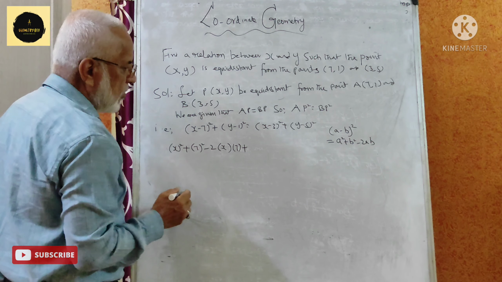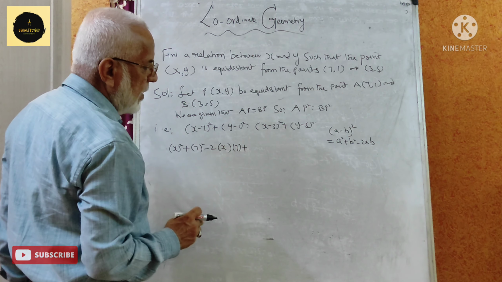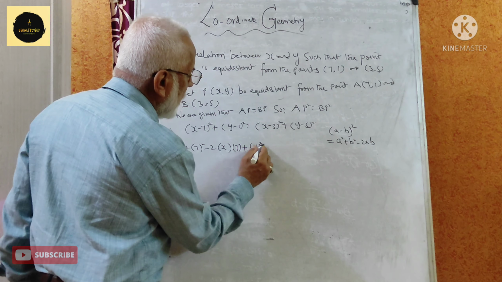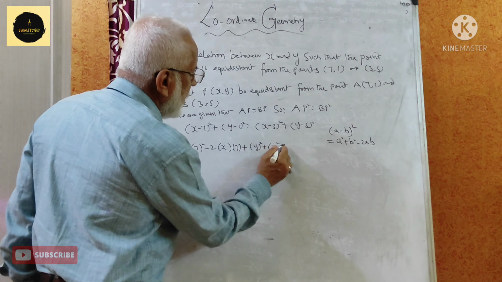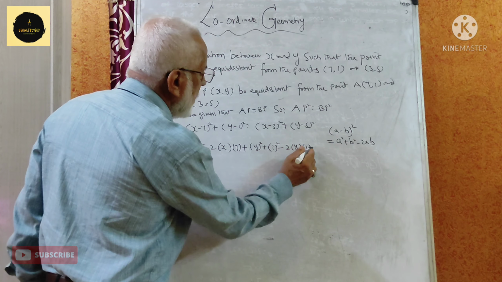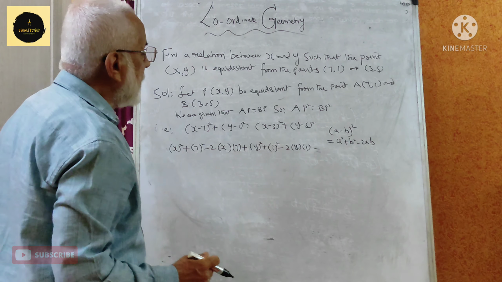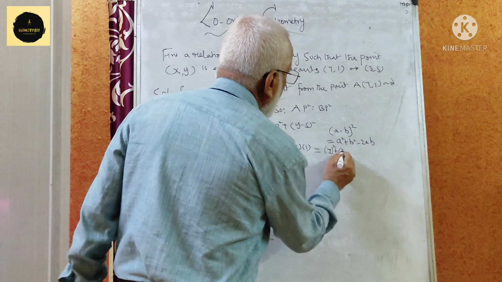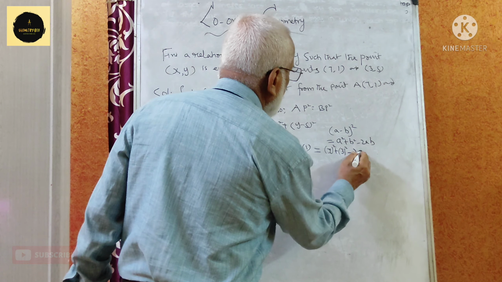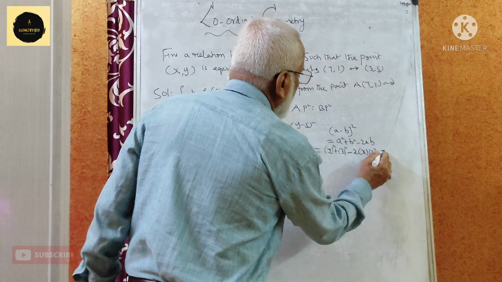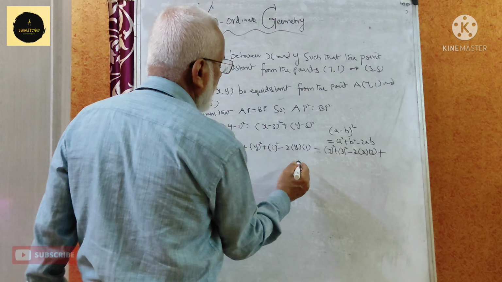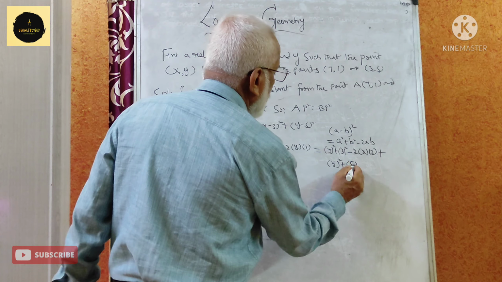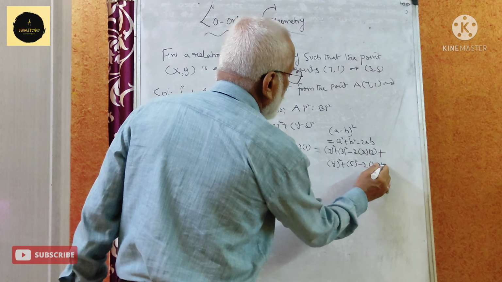Plus here also (y minus 1) whole square. You have to use the same formula, a square plus b square minus 2ab. For a I can write y square plus b square means 1 square minus 2 into y into 1. So this is the left hand side. Then come to the right hand side. a square means x square, b square means 3 square, minus 2 into x into 3, plus here also (y minus 5) whole square: y square plus 5 square minus 2 into y into 5.